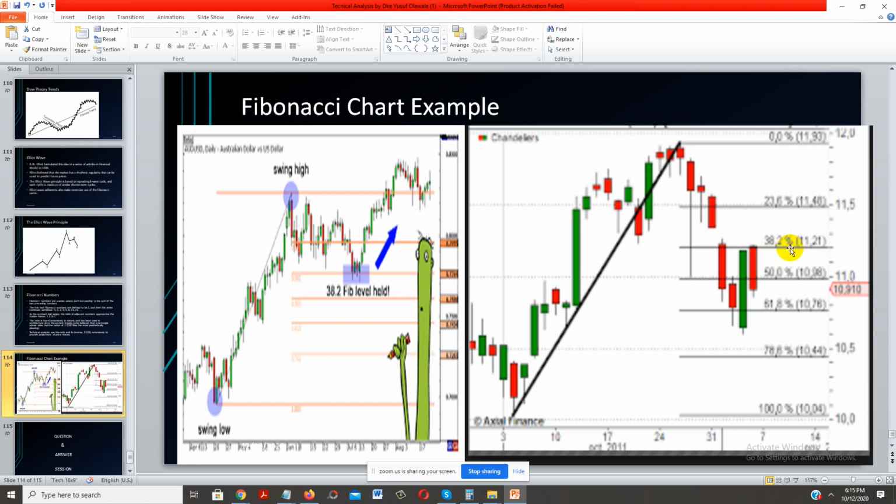Okay. 38.2% retracement. This one is also strong depending on the trend. Do you understand it now? Depending on the trend, most of the trends will always hold at 38.2%. Now, if 38.2% does not hold, the next strong support zone is the 50% retracement, the 50% retracement of the whole move.